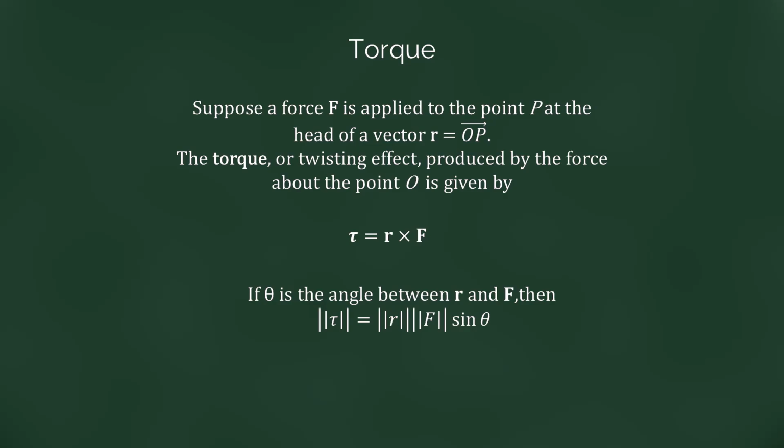It follows then from this definition that if theta is the angle between r and F, then the magnitude of the torque is going to be the magnitude of r times the magnitude of F times the sine of theta. If you think about what sine does as an angle increases, think about the sine of theta from 0 to 90. It's increasing from 0 all the way up to 1. The sine is increasing, which means that as the angle of our force approaches perpendicular, approaches 90 degrees, the magnitude of our torque is getting stronger and stronger.